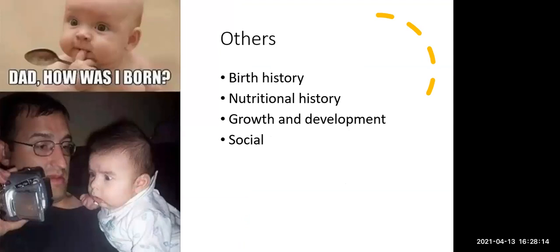Others include birth history, whether the child was born preterm, nutritional history, and growth and development, which are of course important because, as we know, chronic illness can affect growth and development and can lead to growth retardation and also failure to thrive, mainly due to malnutrition and poor oral intake. And also social history as well.